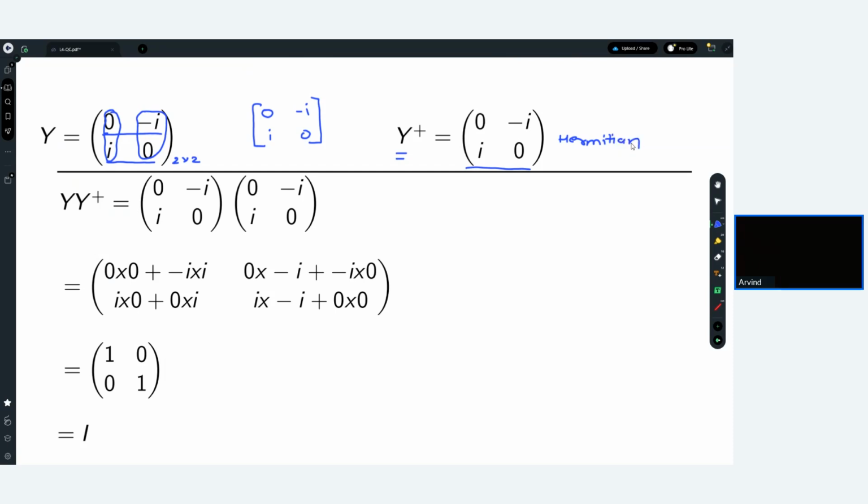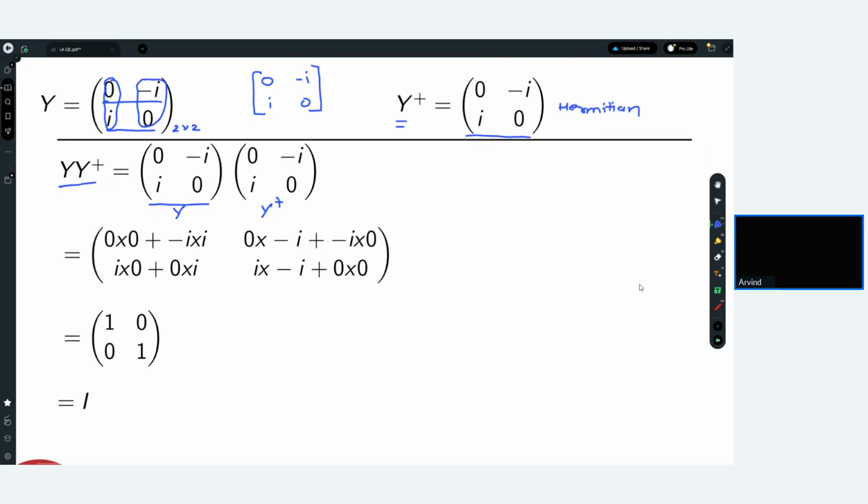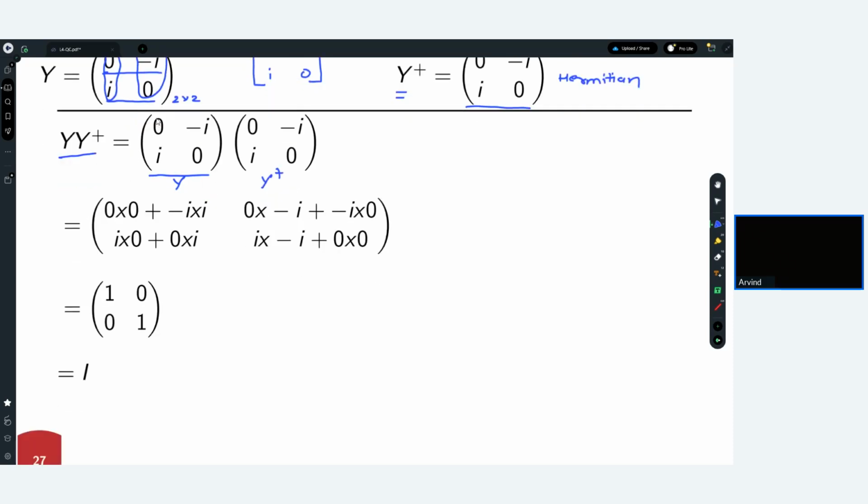Now let us multiply the Y and its complex conjugate. Here I have written the Y, and this is the Y complex conjugate. Basically, both are the same. I am taking the multiplication of these two matrices. So let us multiply the first row with the first column.